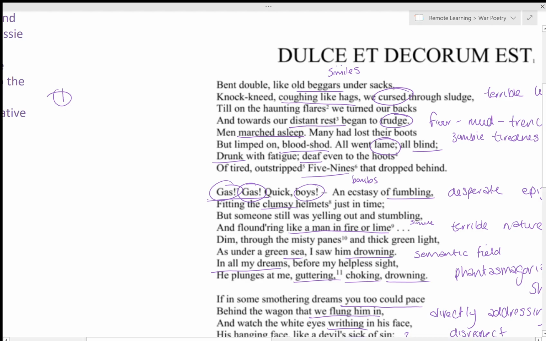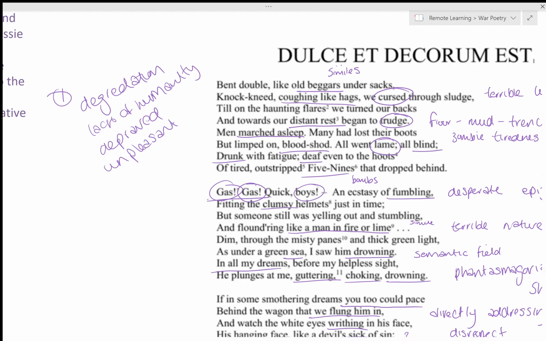I'm picking out the idea of perhaps the degradation that the soldiers face. I'm picking out the idea of a lack of humanity. I'm picking out the idea that it's very depraved, it's unpleasant, and the soldiers sound like they're dead on their feet, it sounds like they've already died, it feels like they're in hell. And Owen makes that really clear through a lot of the similes that we see throughout. That might be how I would introduce that idea.